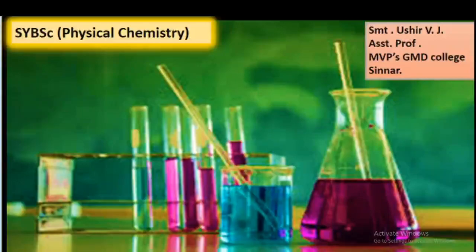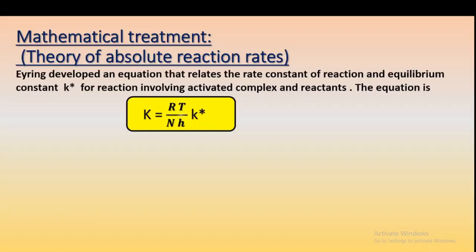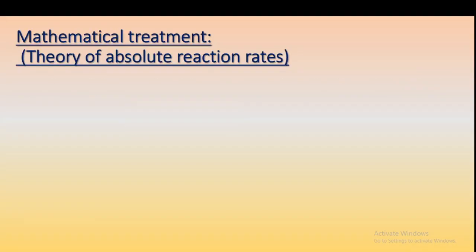In the last lecture, we have studied the collision theory of bimolecular reaction and the theory of absolute reaction rate. In that, we have studied that the theory of absolute reaction states that there is the formation of activated complex in a reaction. So, in this lecture, we will study the mathematical treatment.